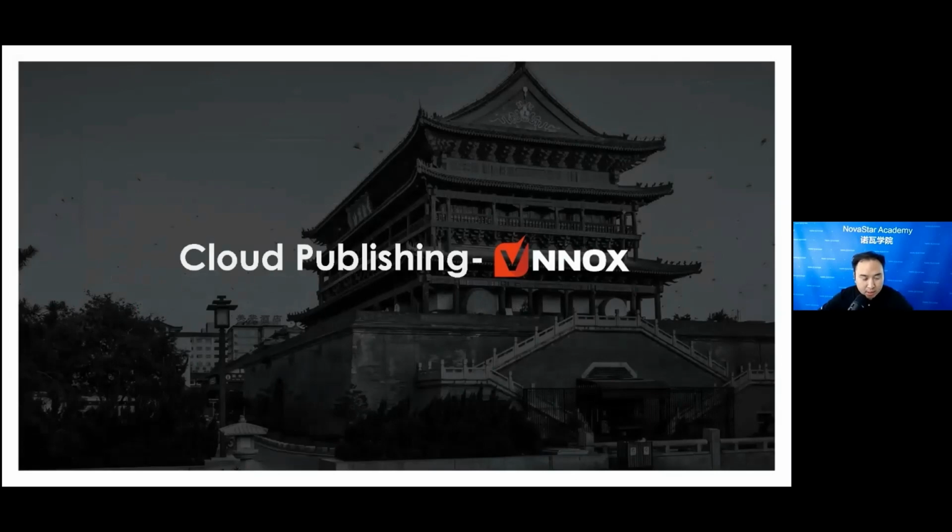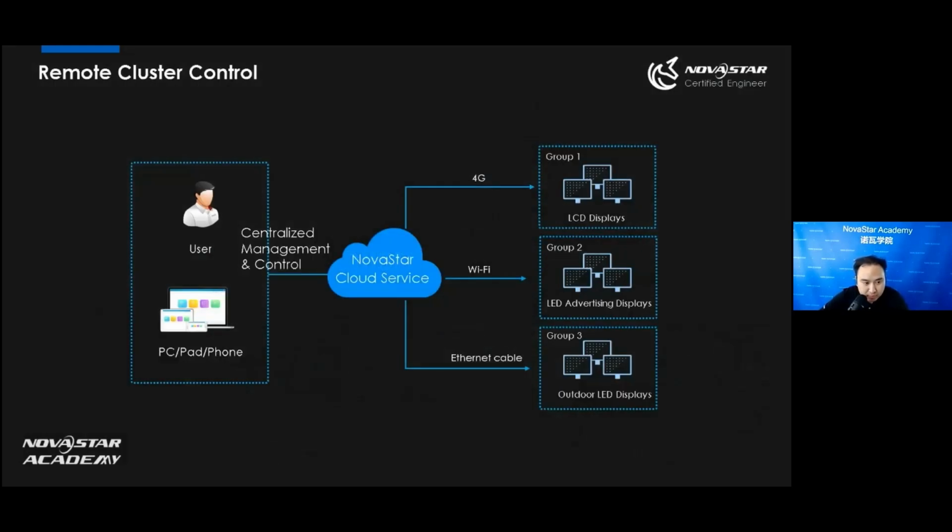Okay, we will go to the last part, the client publish Vnnox. Here we can see the structure here. We can use the PC, the pad, the phone to connect to the NovaStar cloud service. And here are all the Taurus series cards. It can connect to the service by the 4G, by the Wi-Fi or the internet cable. And later we will show you how to use Vnnox step by step.